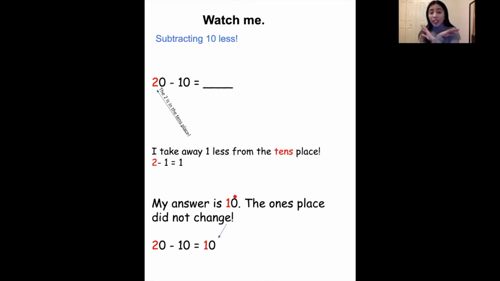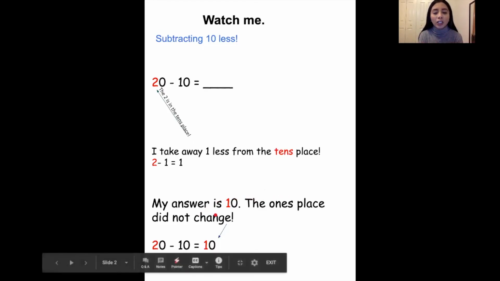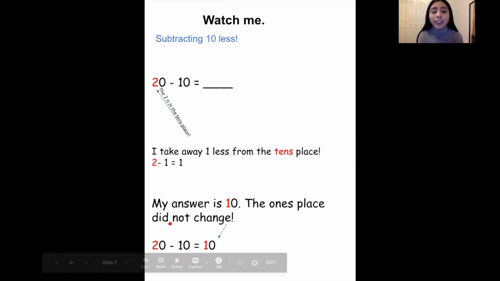I didn't have to look at anything in the ones place because that did not change, because when I take away a 10 from any number, the ones place will not change, only my tens place. So I even wrote it down here so that you remember again too. The ones place did not change. 20 minus 10 equals 10.